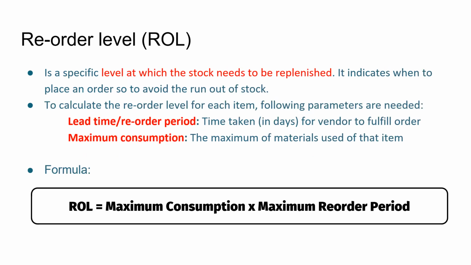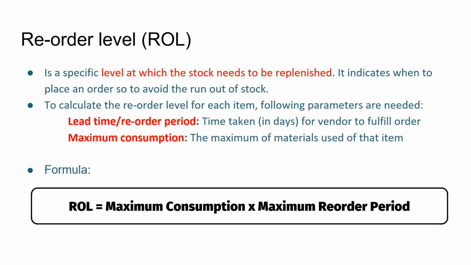Okay, the first stock level is reorder level. So what is reorder level? It is a specific level at which the stock needs to be replenished. Replenished meaning that you need to replace. It indicates when to place an order so as to avoid running out of stock. So to ensure that we don't have understocking, we must set the reorder level.